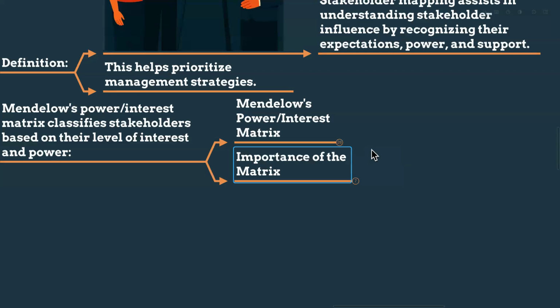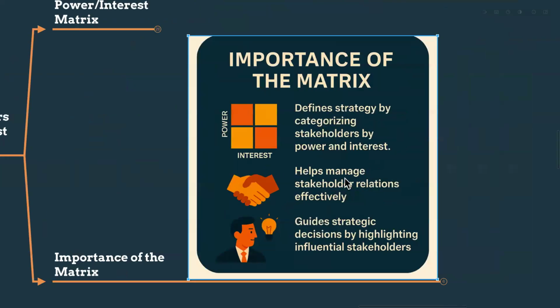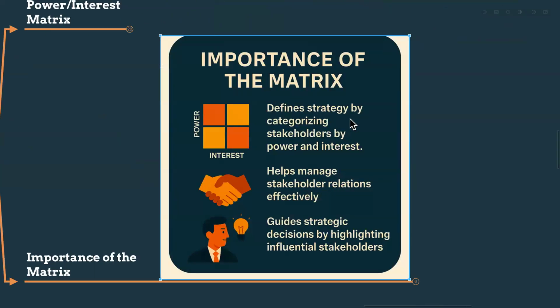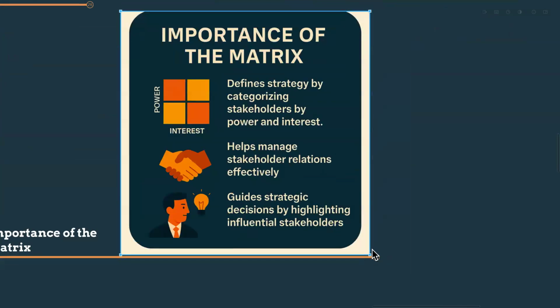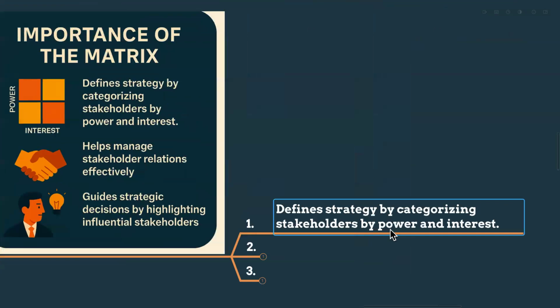So let's go to the importance, right? Importance of the matrix. Why it is important? Since it defines the strategy by categorizing stakeholders by power and interest, right? What kind of strategy? We know to which people we have to allocate our most attention, right? Whether we have to just give the information, or we have to keep them satisfied, or we have to give them minimal effort. So we are allocating our time and attention and our projects, right, in a strategical way.